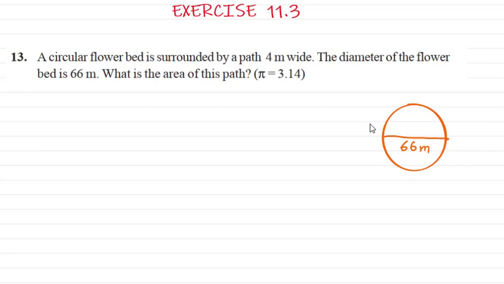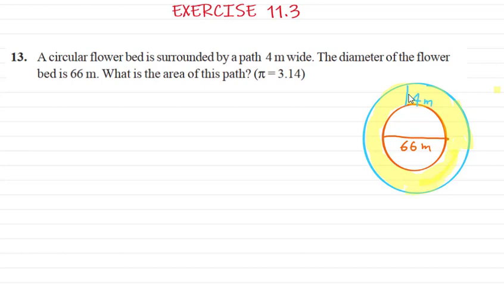Now around this flower bed you have to make a path which is 4 meters wide. So here we have to find the area of this yellow part. So this area we have to find. So how can we find out the area of this?